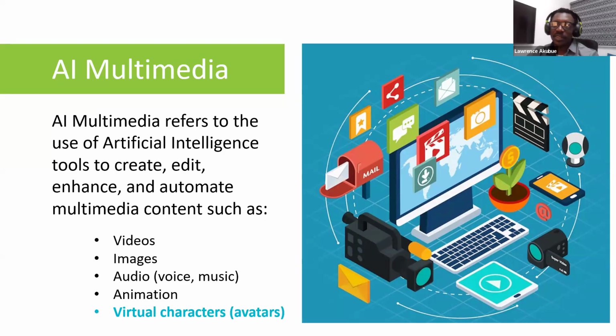All right, so ladies and gentlemen, today we are going to be talking about AI multimedia, right? Multi means more than one. It's as simple as that. It shows that you can combine more than one media. Print is a media, audio, visual, and all that. So AI multimedia is simple: multimedia using artificial intelligence tools.